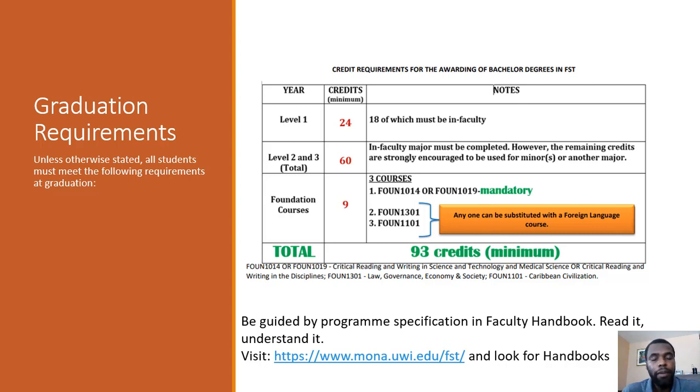You need a minimum of 60 advanced credits, that's from levels 2 and 3, and you also have to satisfy the credit requirements for your major. For example, if your major is computer science, then you're going to need a minimum of 39 credits from computing. If your major is information technology, you're going to basically need a minimum of 42 advanced credits from computing. And software engineering, the software engineering general, you need a minimum of 39 advanced credits.